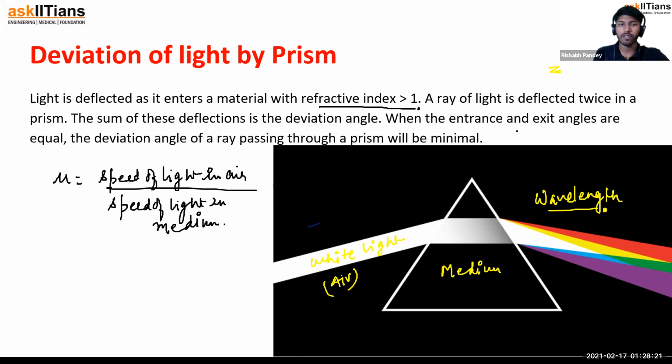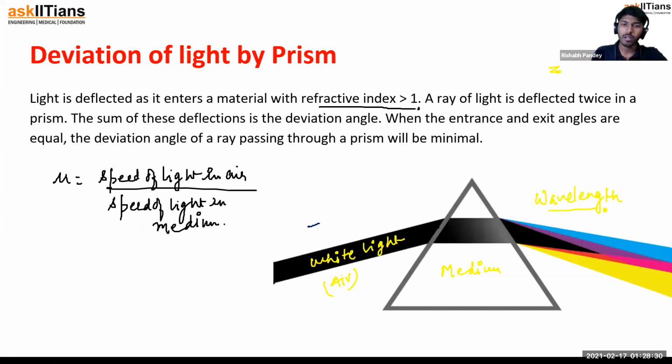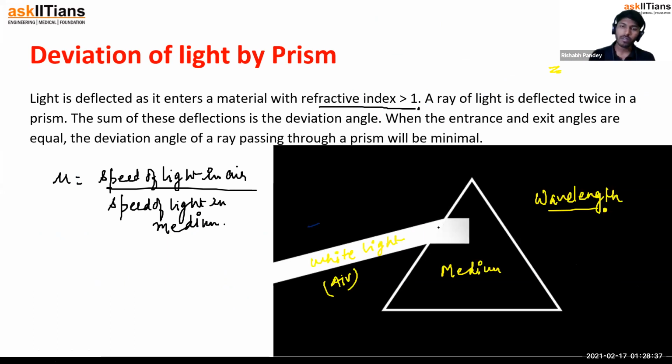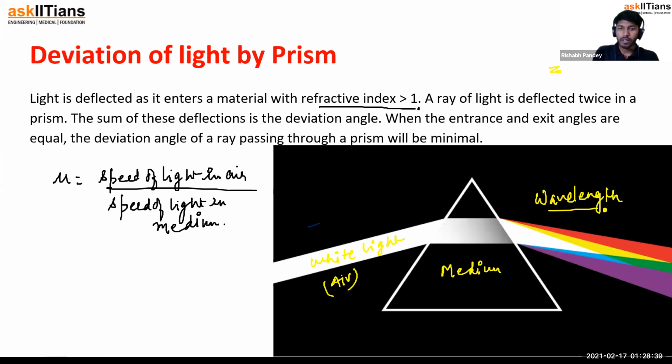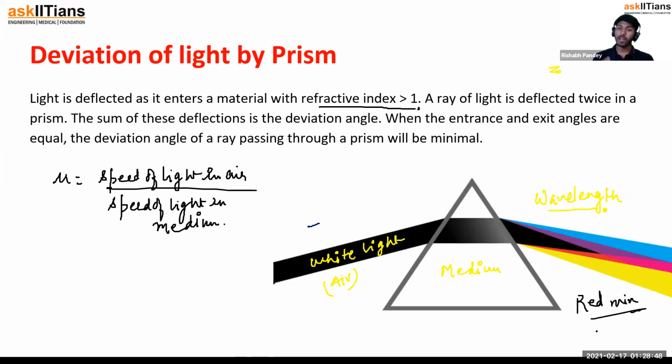When the entrance and the exit angles are equal, the ray passing through the prism will have minimal deviation. That's a different thing, the phenomenon of minimum deviation. We'll talk about it. But you should be clear with this, that whenever white light enters into a prism, it suffers deviation twice. Here, the red will have the minimum deviation, whereas violet will have the maximum deviation.